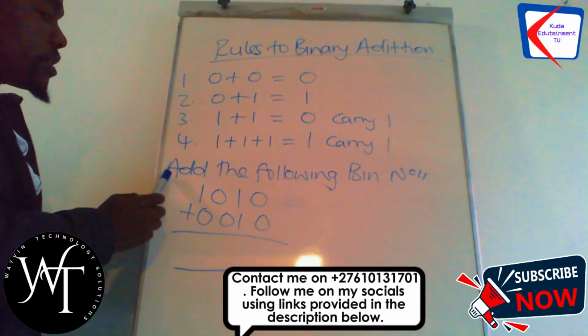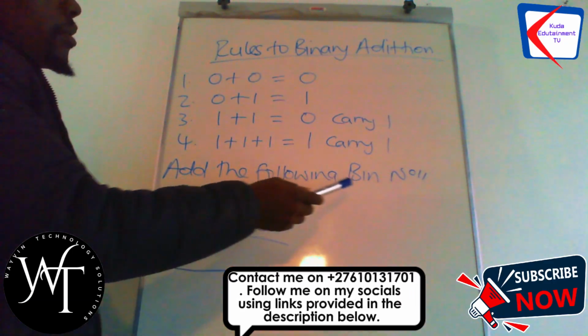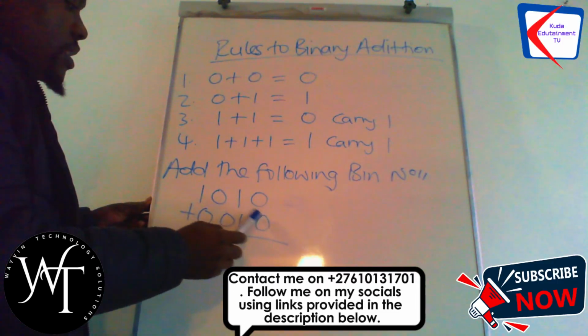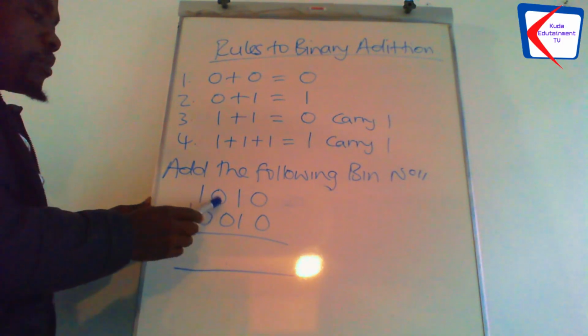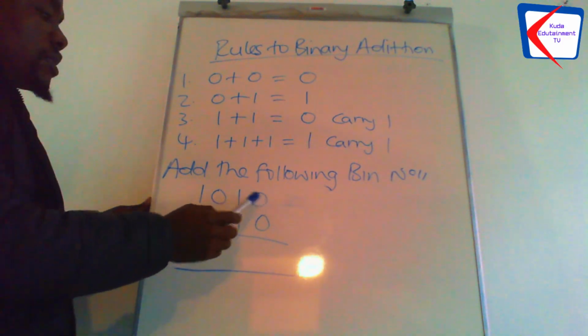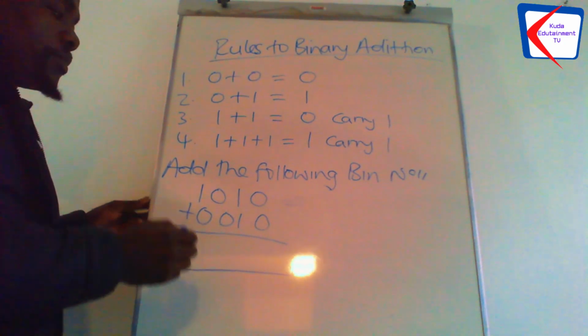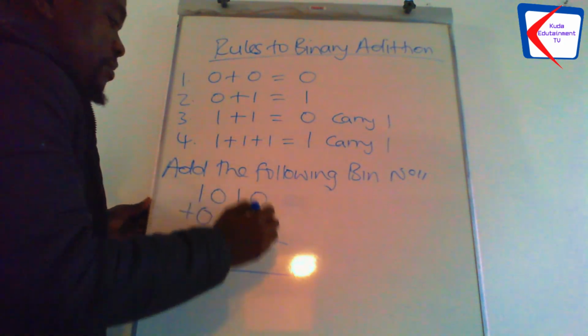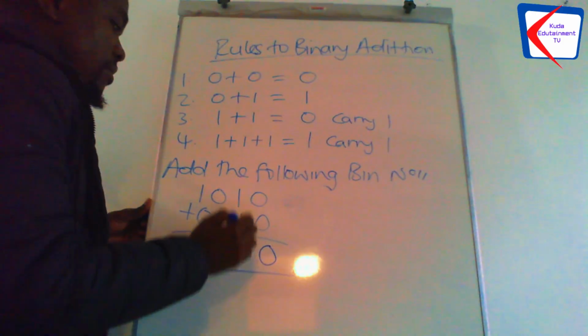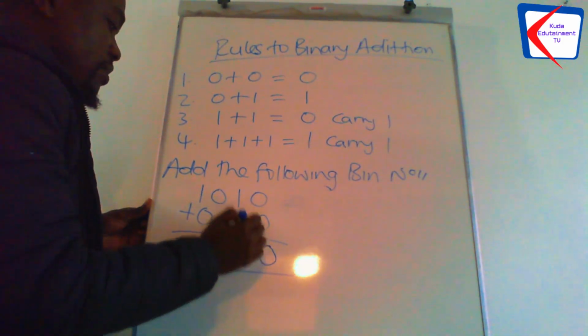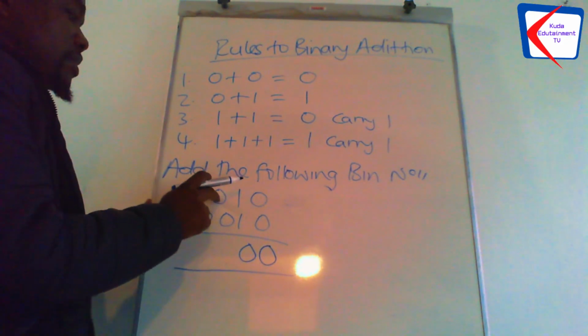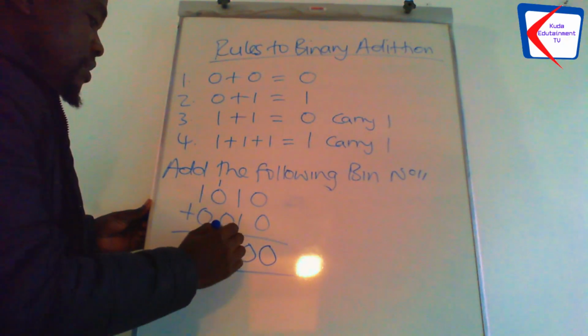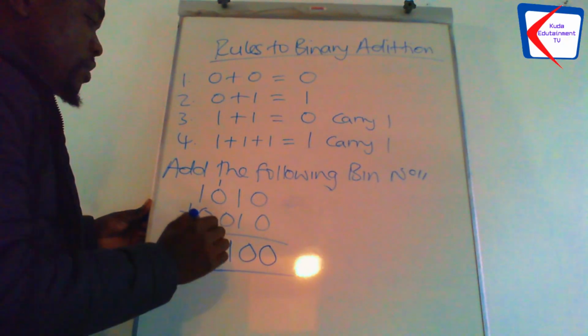Now we've got a question which says add the following binary numbers. These are the two binary numbers we are adding: 1, 1, 1, 0, 1, 0 and 0, 0, 1, 0. So using the rules, 0 plus 0 is equal to 0, 1 plus 1 is equal to 0, carry 1. 1 plus 0 is just 1, 1 plus 0 is 1.